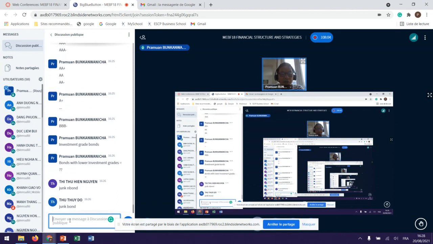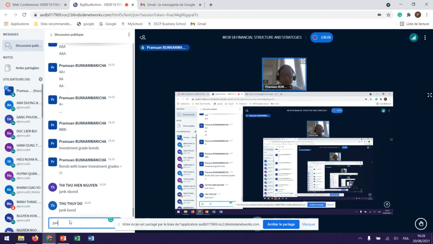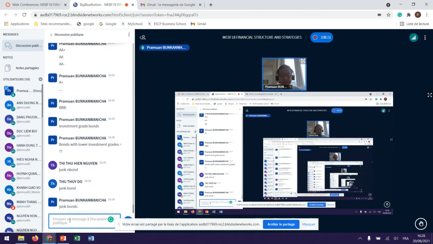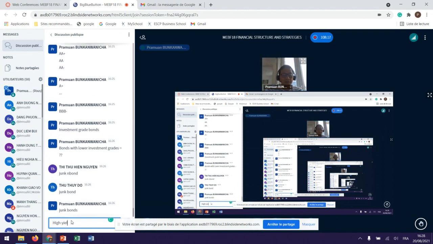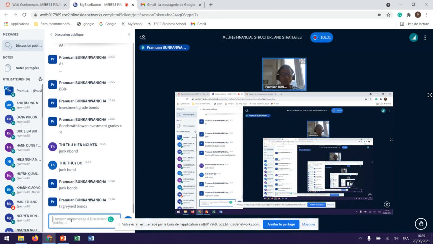In the old days we called it junk bond, but junk has a kind of negative implication. So people these days call it a high yield bond. Looks better? High yield bond just means a bond that generates higher return, which is equivalent to junk bonds. Okay, but these days they call them high yield bonds.